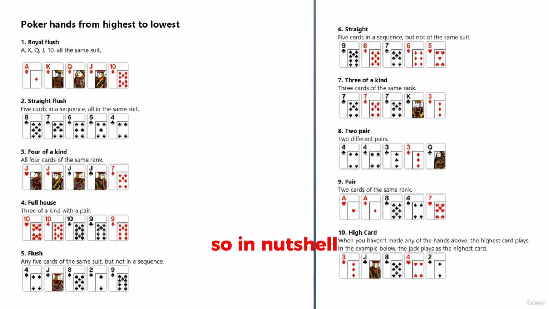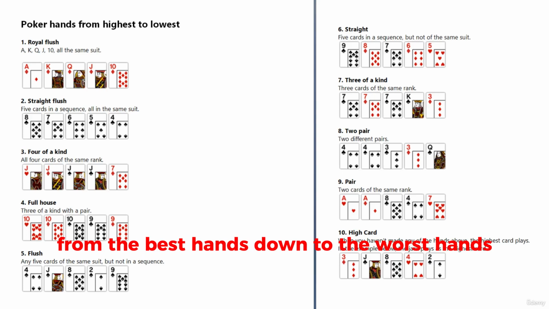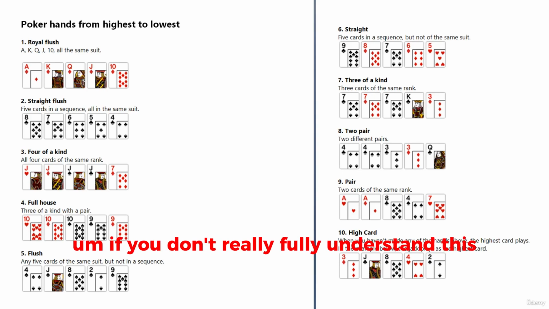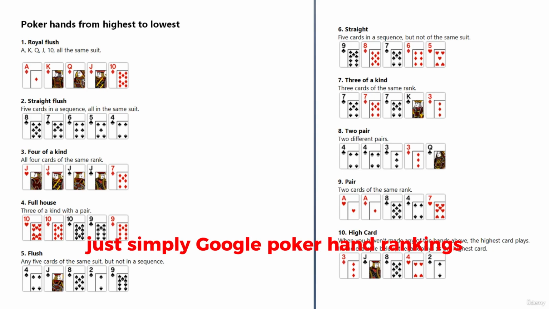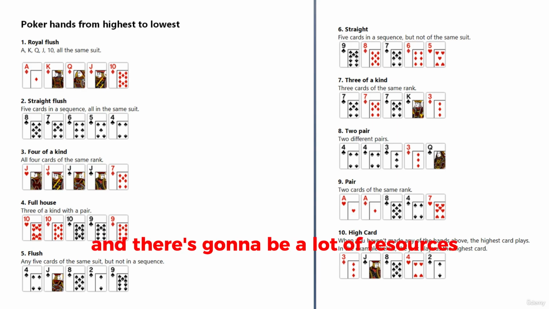So in a nutshell, that is poker hand rankings from the best hands down to the worst hands. If you don't really fully understand this, just simply Google poker hand rankings for Texas Hold'em, and there's going to be a lot of resources. And it's really just a basic thing that you'll learn to master fairly quickly.